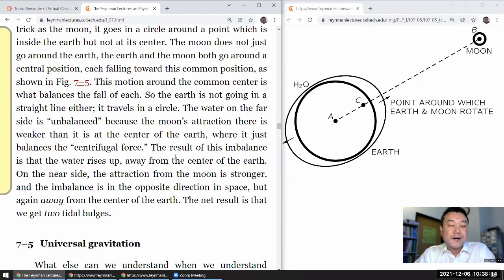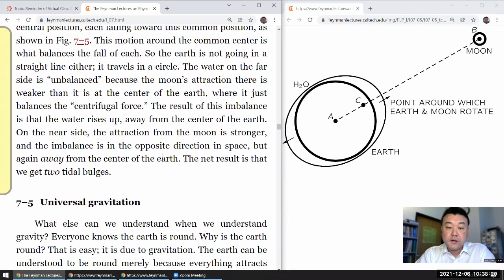The water on the far side is unbalanced because the moon's attraction there is weaker than it is at the center of the Earth, where it just balances the centrifugal force. The result of this imbalance is that the water rises up away from the center of the Earth. On the near side, the attraction from the moon is stronger, and the imbalance is in the opposite direction in space, but again, away from the center of the Earth. The net result is that we get two tidal bulges.